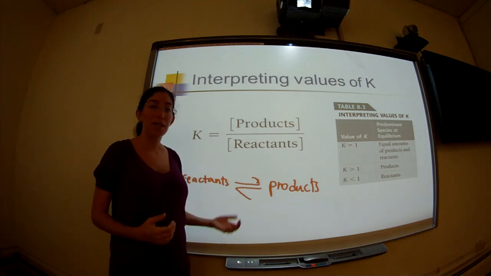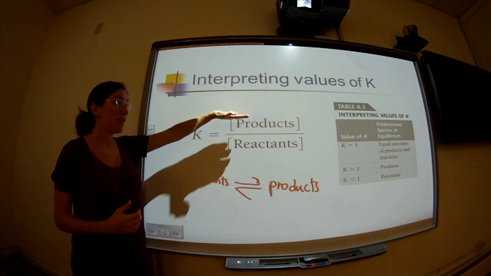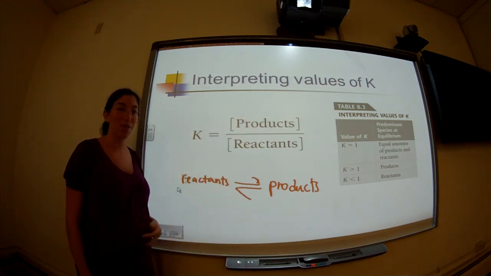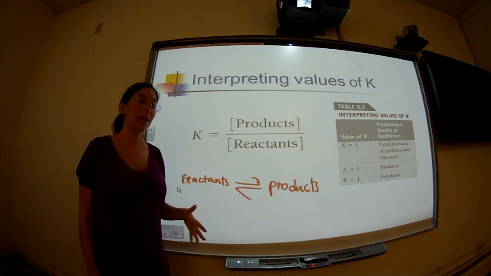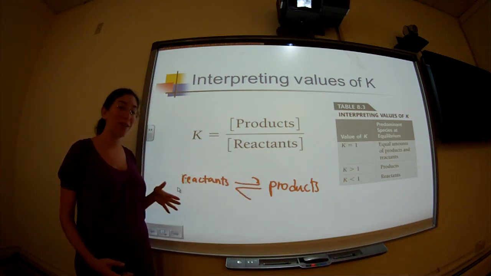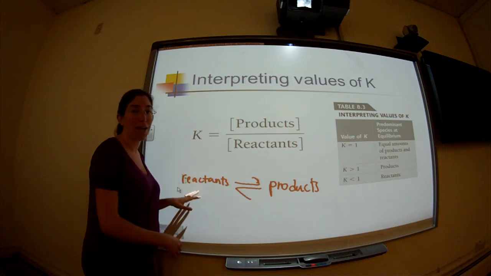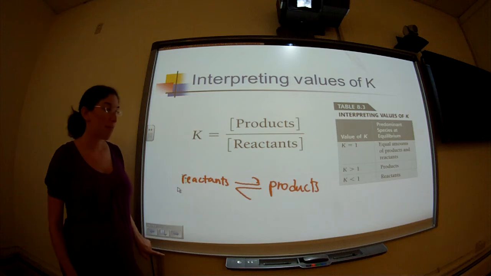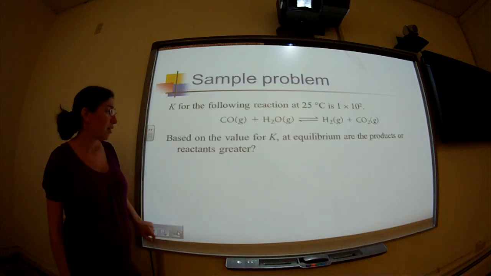And then, obviously, if K is equal to 1, it means that the numbers here and here are equal, that the amount of product is equal to the amount of reactant. That's fairly rare. It's fairly rare that an equilibrium reaction actually does have equal amount of reactant and equal amount of product at equilibrium. But it can happen.